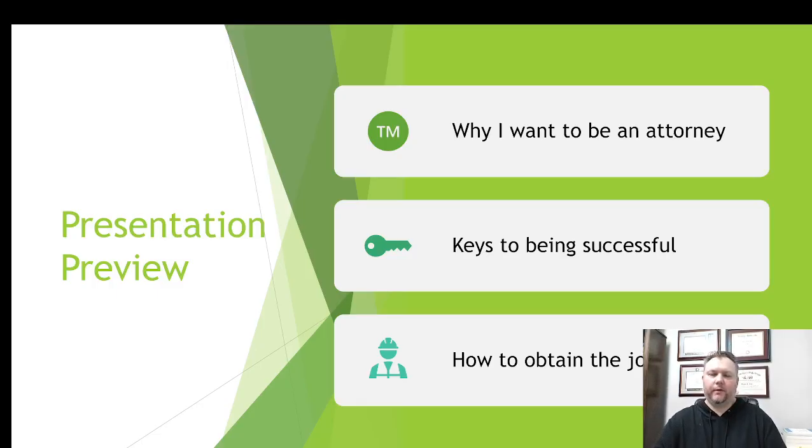They're going to talk about, in this case, they wanted to be an attorney. So they're going to talk about why they want to be an attorney, two keys to being successful, and then finally, how to obtain that job. Those are their three key main points. Now, these images here are just little filler graphics, little filler artwork. That's fine because the content here is explanatory.